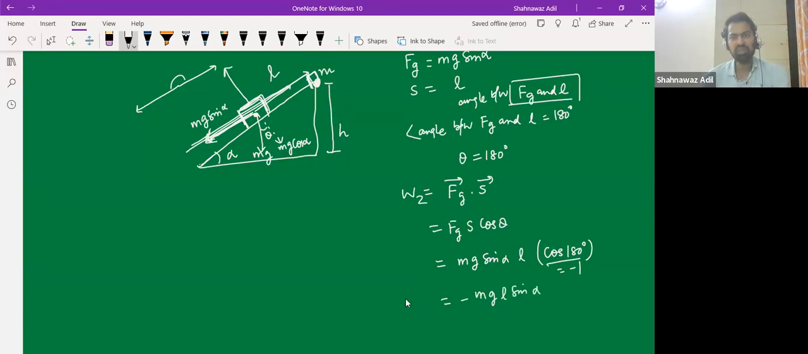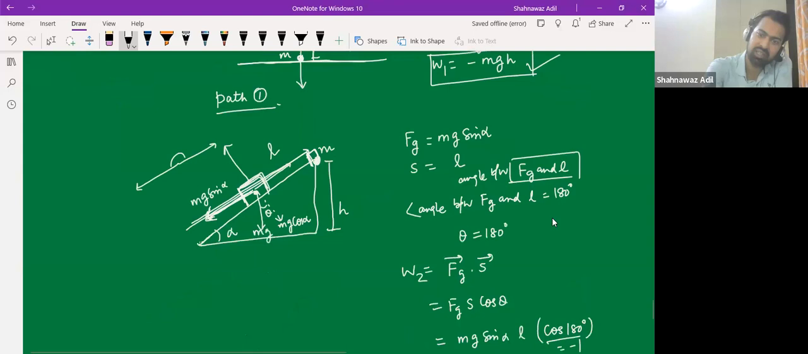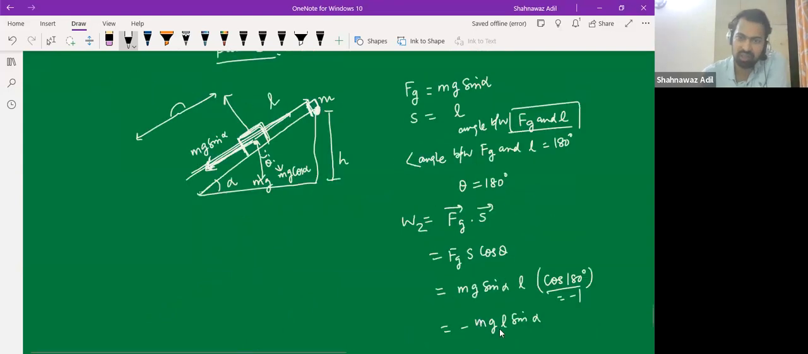In the previous case, what did we get? What was the work done? Minus mgh. Right, but we are getting this work done in this path. So this should be the same, right? Okay, so can you guys tell me what can we do with these two?